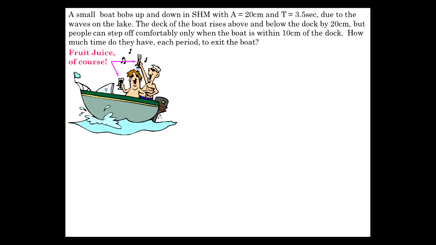Well, now that that's established for us, we can draw the rest of the scenario, which is the dock. And the problem states that when the boat is bobbing up and down here in the water, they can step out of the boat onto the dock when the boat is 10 centimeters below, 10 centimeters above the dock. And that plus or minus 10 centimeters is also half of the amplitude, which is 20 centimeters.